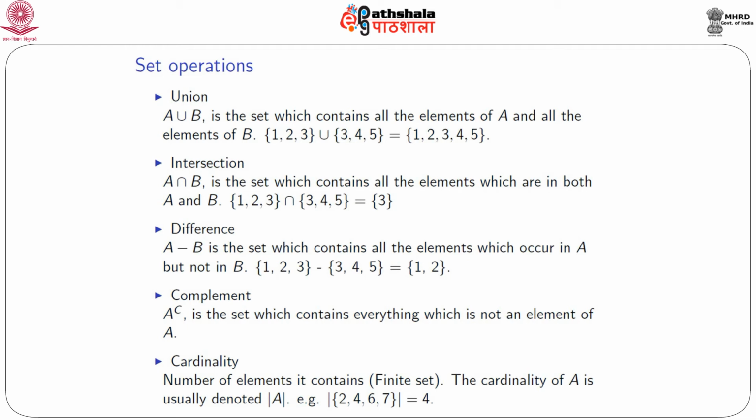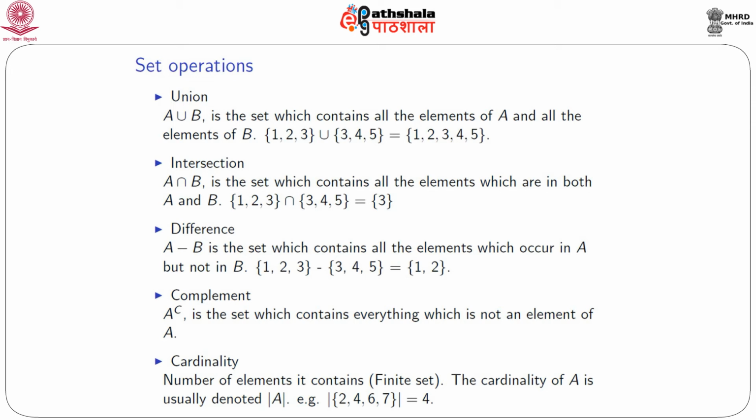Once we have a set, we can define a complement of a set. We write A complement as the complement of a set A, which contains everything which is not an element of A. Now, this complement makes sense whenever we are talking about any universal set, because unless you define your universal set, we do not know what is beyond A. So, whenever we say "not an element of A," we must be talking about the elements which do not belong to A, but belong to the universal set.